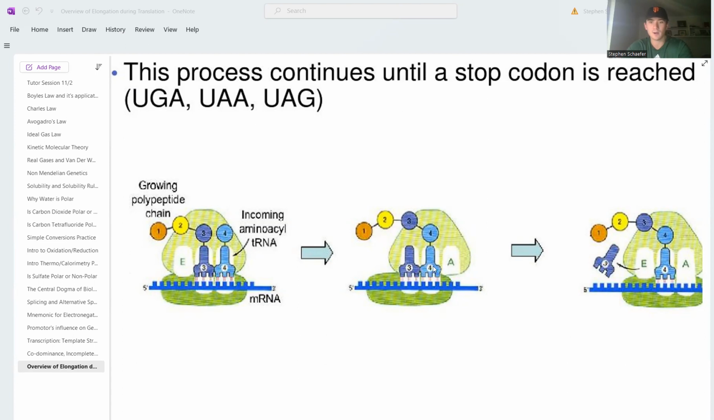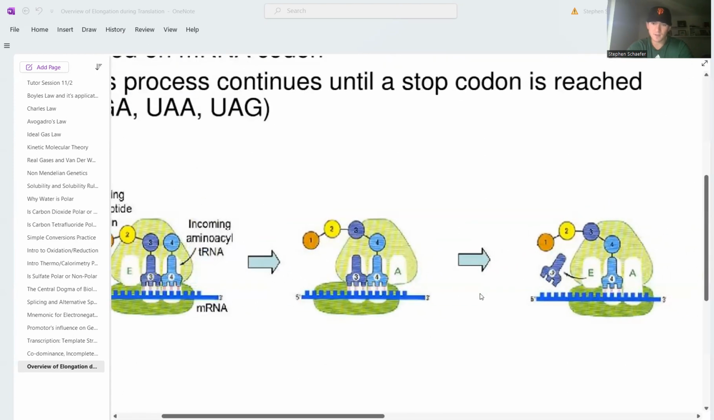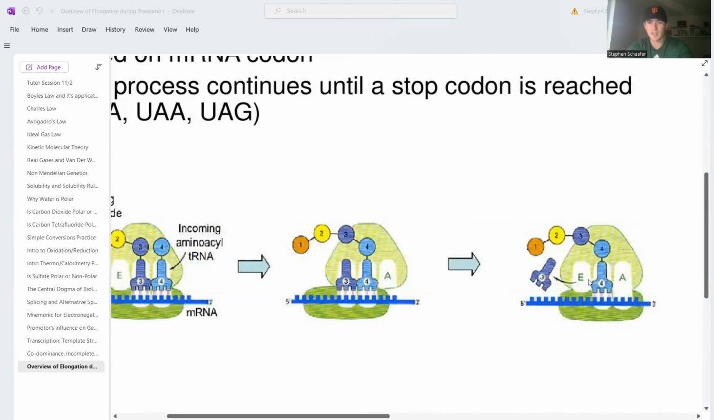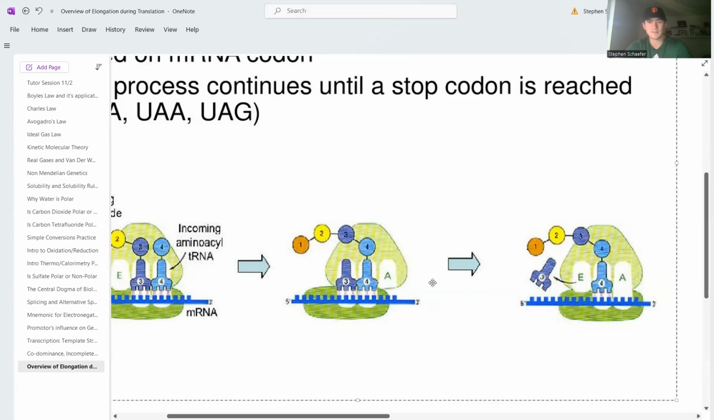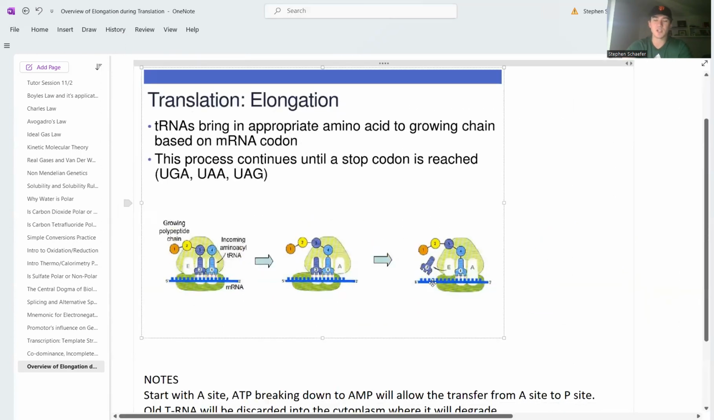And now we are in the P site, we have a growing chain, and this process is going to continue. But what's going to happen is the E site is going to be the exit site. So once we have our chain growing and we have the A to P consistently transferring, the old tRNAs are going to be discarded into the cytoplasm where they're going to be degraded. All right, so that's the general process.